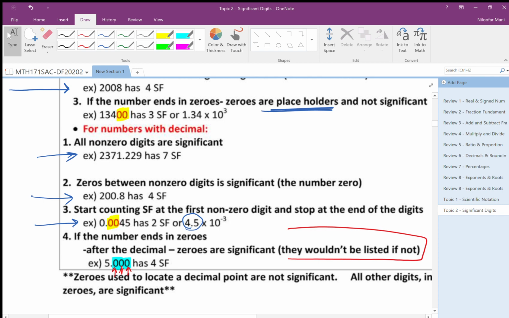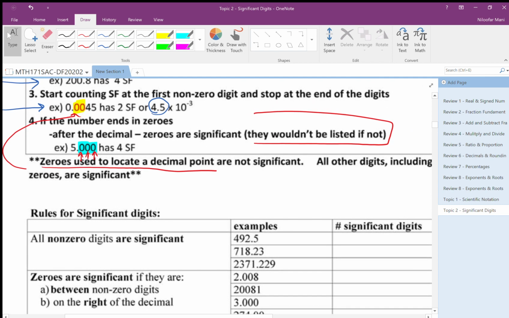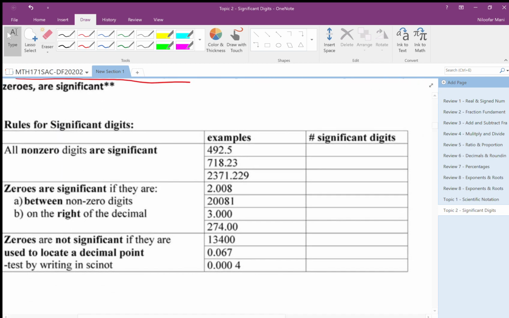Zeros which are located for decimal points are not significant. As I said, here we are talking about these zeros. All other digits including zeros, I mean zeros who are between non-zero digits, or zeros who are after the decimal, I have to count them. So let's do this here. What is the example here? What is the answer?